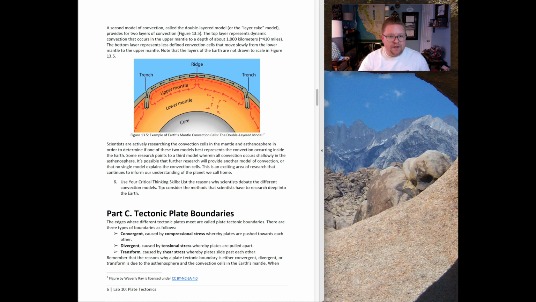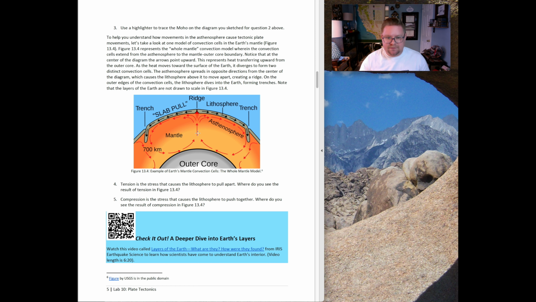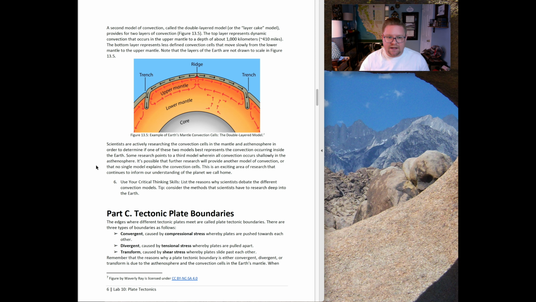Moving forward, we get to a second model, which is very similar, but this one is called a double layer model, or the layer cake model, which provides a 2-layer convection. Again, similar in its operation, but we're seeing multiple layers of this convection occurring that's split between the lower and the upper mantle. So now we get a bigger picture of it, because before, when we were looking at it, it was just simplified. Now we're looking at things a little more complex. And question 6 is asking you to use your critical thinking skills and answer some questions regarding that diagram. What do you think about the motion?